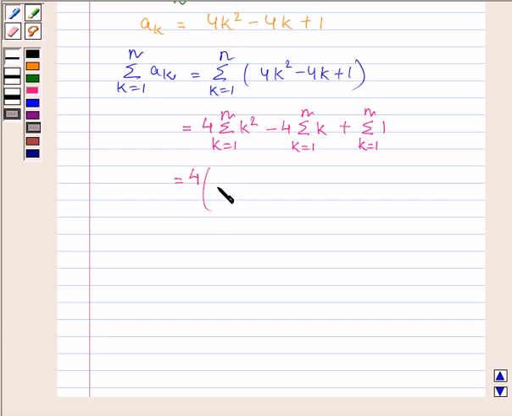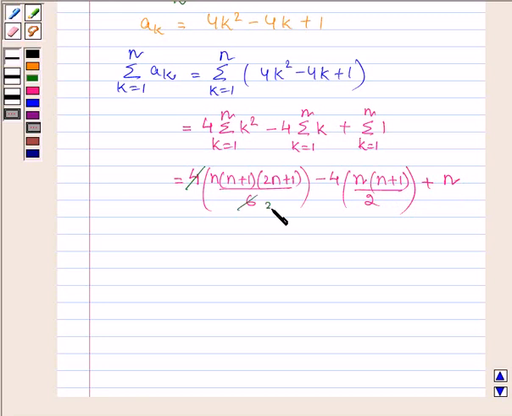So this is equal to 4 times summation of k square, k running from 1 to n, which is n into n plus 1 into 2n plus 1 upon 6, minus 4 into summation k running from 1 to n, which is n into n plus 1 upon 2, plus n. So 2 3s are 6, 2 2s are 4, 2 2s are 4.